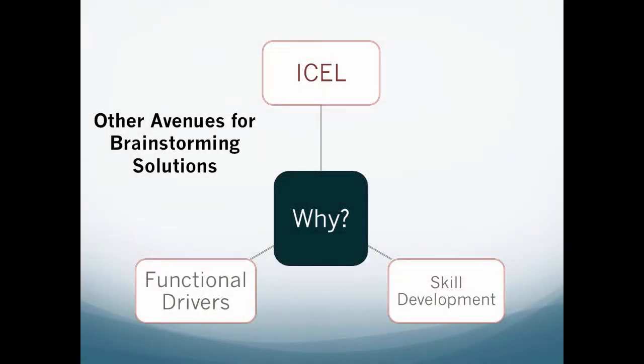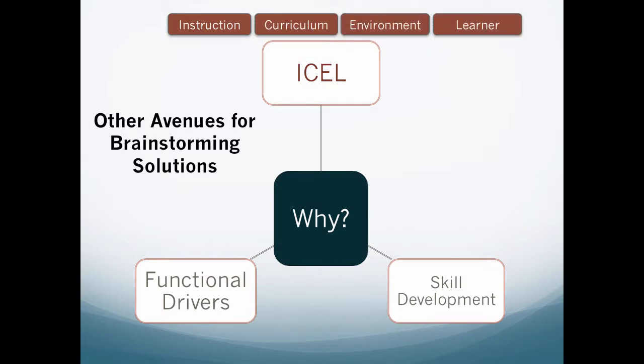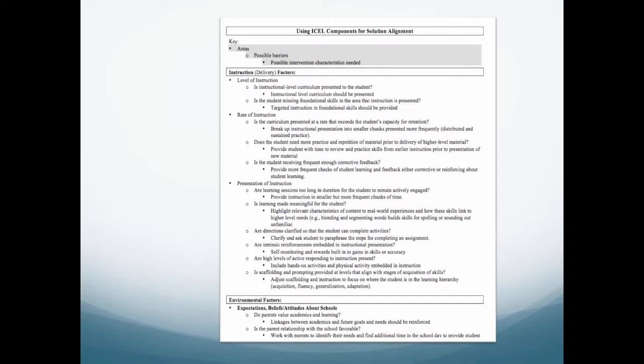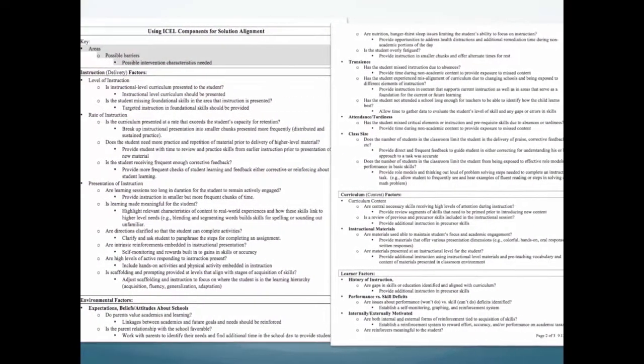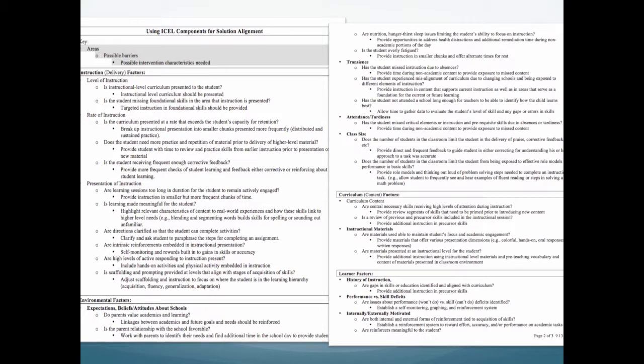We also looked at other avenues such as our ISIL components as prompts to think of solutions for our precise problem statements, such as instruction, how we're delivering any type of content. Curriculum is the content that we're delivering. The environmental factors over which we have control and can modify and change, and any learner type qualities or characteristics, again, over which we have control and can modify. We provided a document that again can help you in your brainstorming. And you can look, it's delivered across the different domains and factors. Again, prompting you in your problem solving.